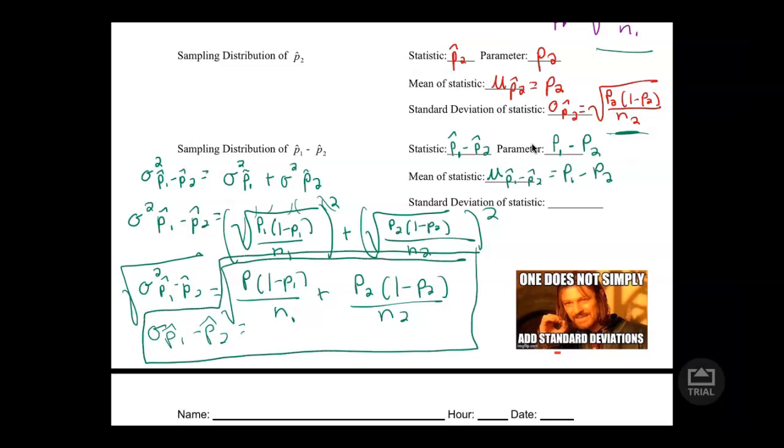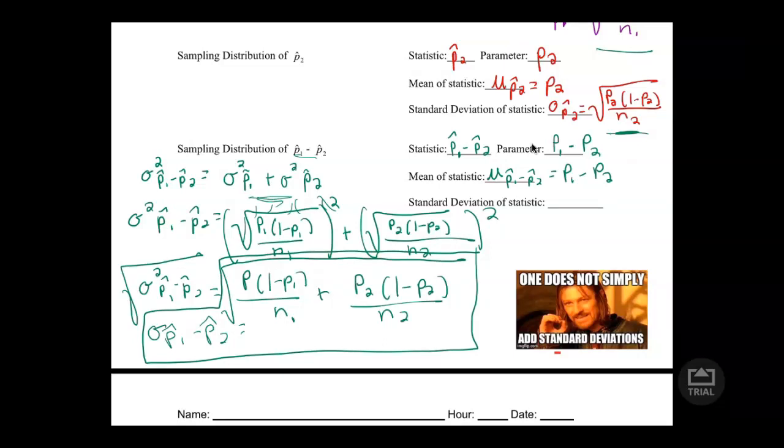Again, I just wanted to take a couple minutes to show you where that formula is derived from. I could have just said, here's your formula and here's how you use it, but I want you to understand that when we are subtracting proportions, we just cannot subtract the standard deviations. Also, some students say, well, why do we add even though we're subtracting? It's because it's variability.